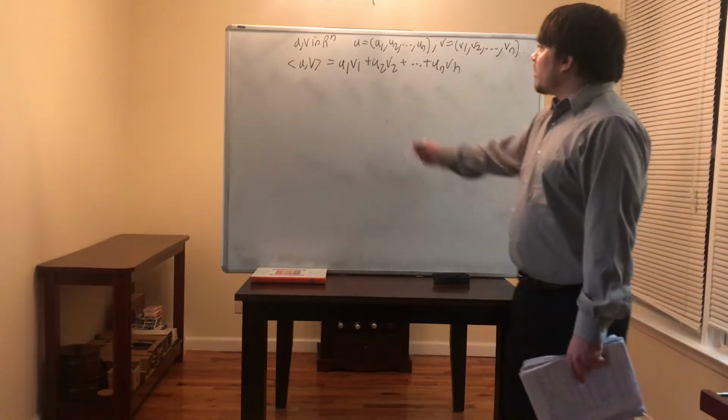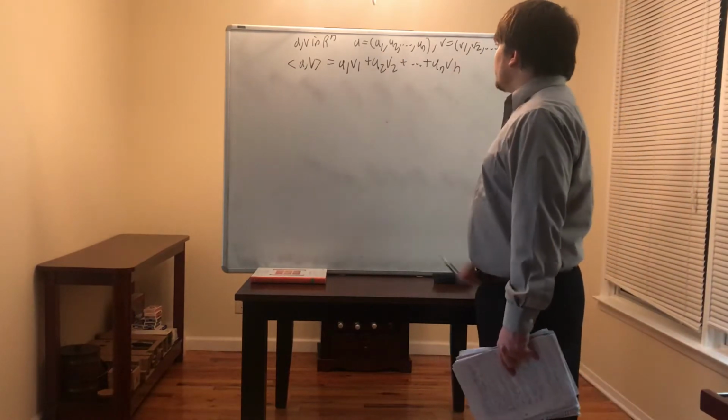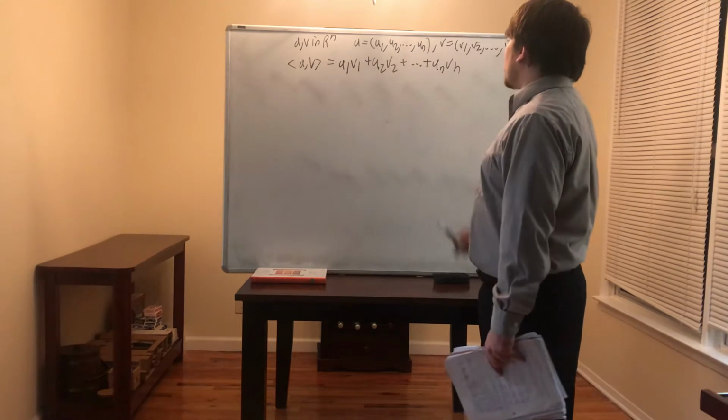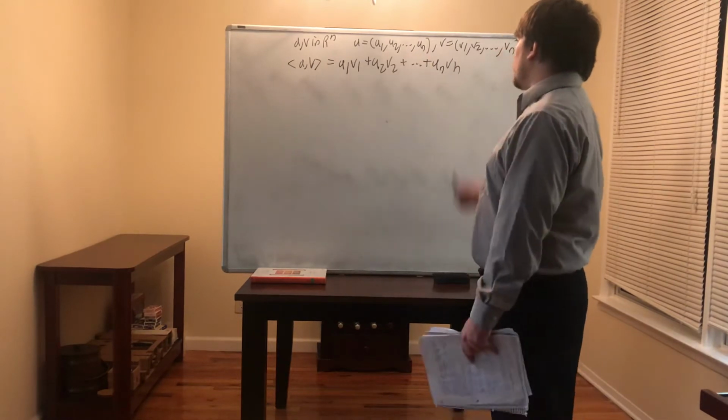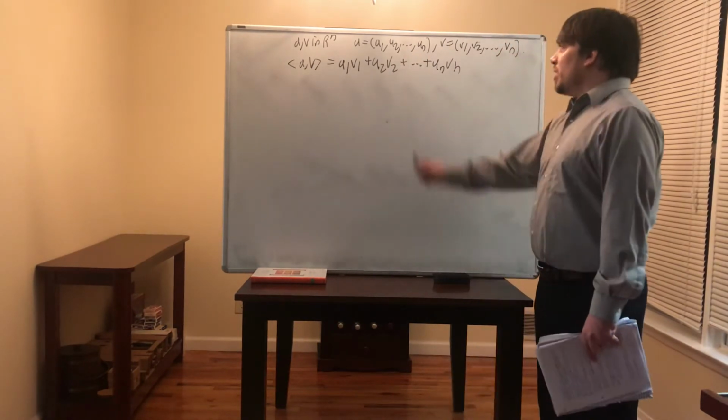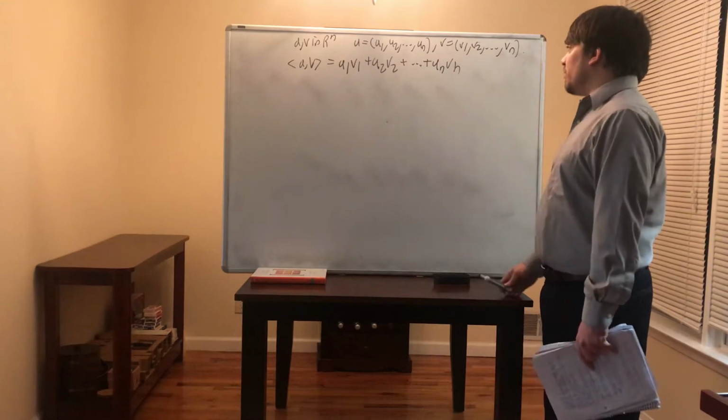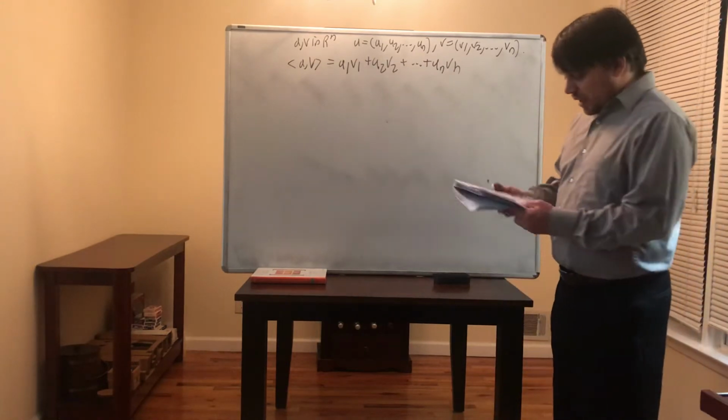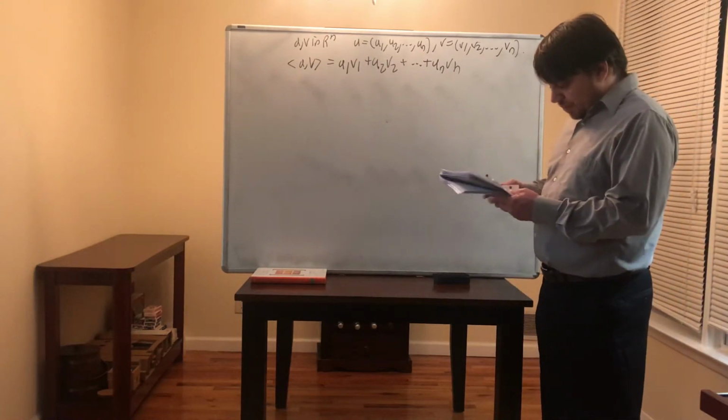And so you just take the first component of u times the first component of v plus the second component of u times the second component of v plus the third component of u times the third component of v plus dot dot dot plus the nth component of u times the nth component of v. You get that. Okay?